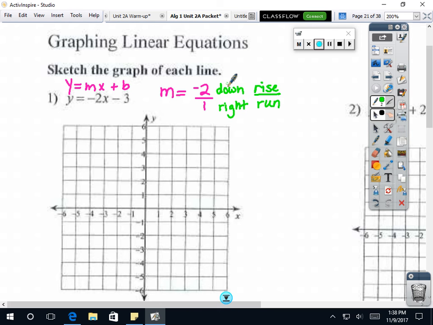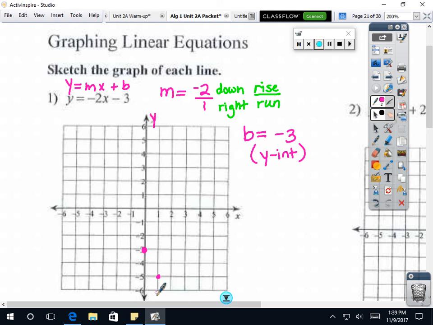Okay, now you can't actually do those directions though until you have a starting point. And the starting point is your y-intercept, which is your b value, -3. So this is called your y-intercept. And so of course you would plot that on the y-axis, the vertical axis. So we go to -3 and plot our y-intercept, which is also our starting point. We always do that first. And then from there, we follow the directions. The directions say down 2, right 1. So down 2, right 1.